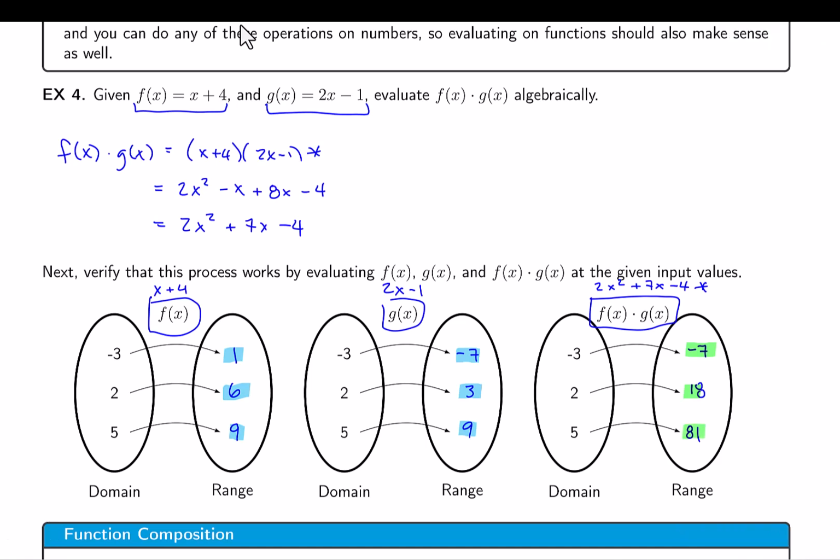So if you'll notice, I could do this in one of two ways. I could either find the product function like this, and that would get me directly to these values over here, or I could find the individual values of f of x and g of x, which are these numbers right here, and I could multiply those together, and I would end up at the exact same results.